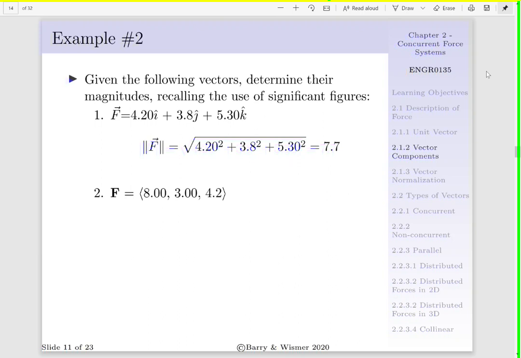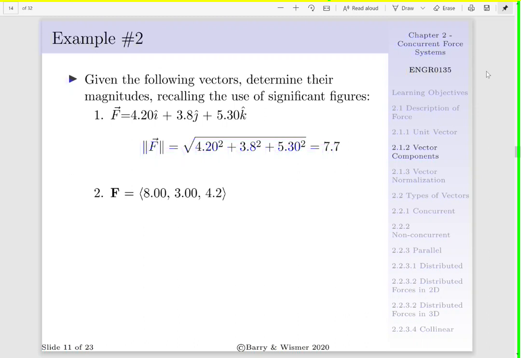Now when we take 4.20 squared, we'll express that number in 3 significant digits. When we take 3.8 squared, we're going to express that resultant in 2 significant digits. And lastly, when we take 5.30 squared, we're going to express that result in 3 significant digits. Now, when we add these terms, recall our rule for addition that we are going to take our least accurate answer that defines the accuracy of our significant digit. And once we do that, we're able to take the square root. Thus, the magnitude of our vector will be equal to 7.7.